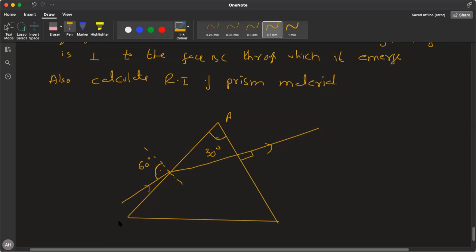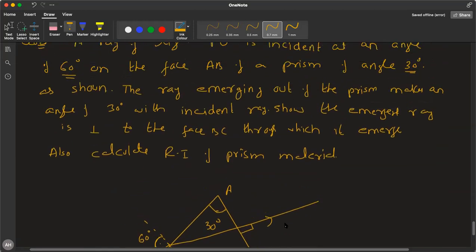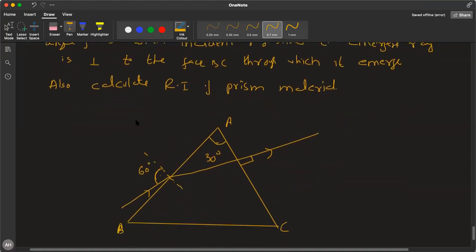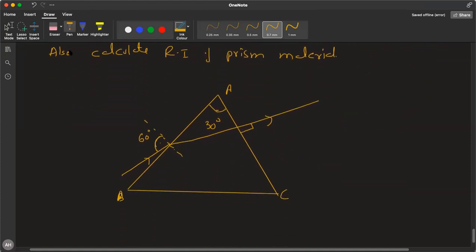This is A, sorry, this is B, and this is C. Face BC is given. So this angle is given as A, and this angle is given as B.